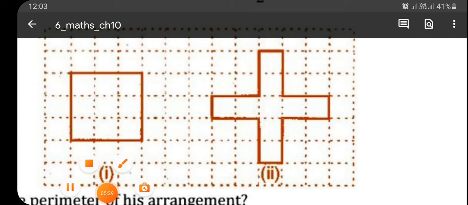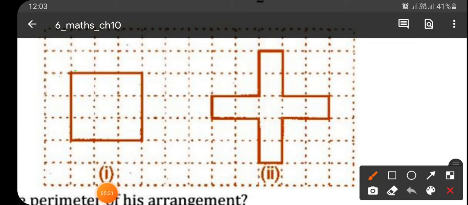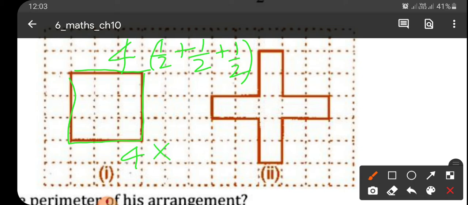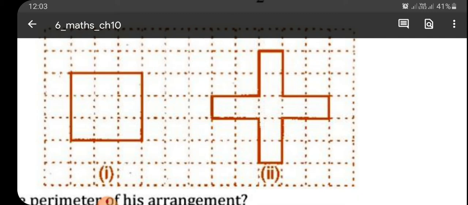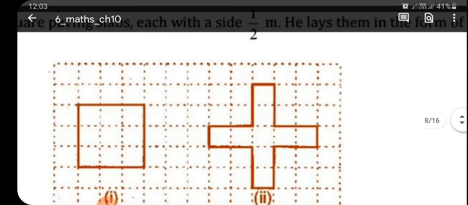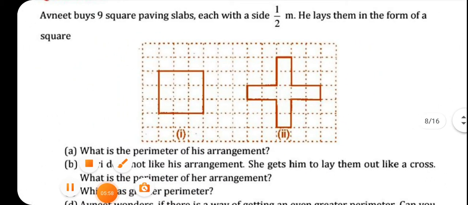Now look here. You have to add these three sides, 1 by 2 plus 1 by 2 plus 1 by 2. That is for one side. This is the second one, third and fourth. So total 4 sides, so you have to multiply by 4. Now 1 by 2 one time, two times, three times, so you can write 3 by 2. Now solve it. 2 2s are 4 and 2 3s are 6. So what is the answer? 6 meter.